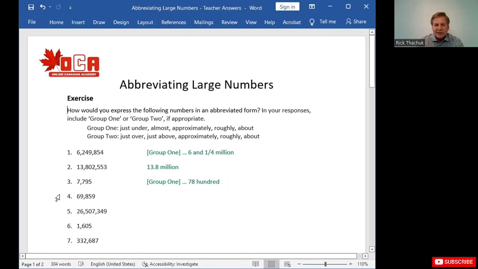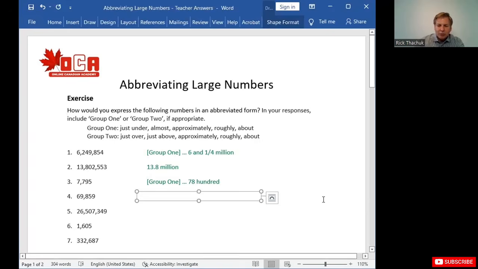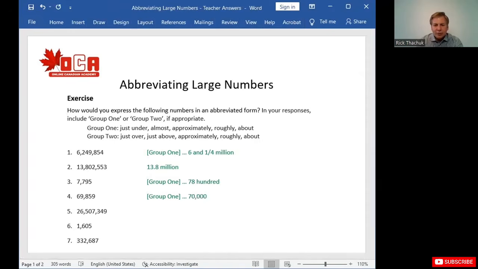Look at number 4, 69,859. Well, that is close to 70,000. It's not quite, so it's just under. So I think anything from group 1 and then 70,000 will work. Group 1, 70,000. So I might say almost 70,000, or just under 70,000, or about 70,000. Let's look at the next one.